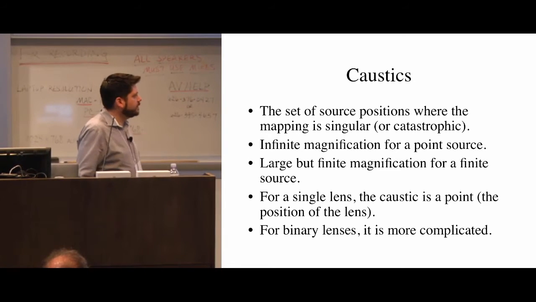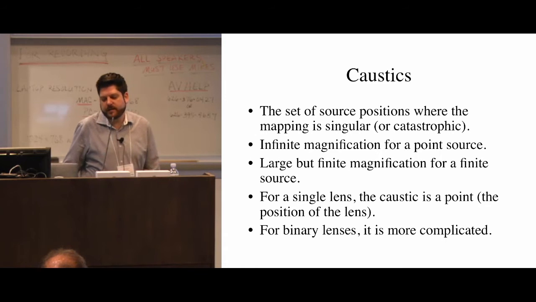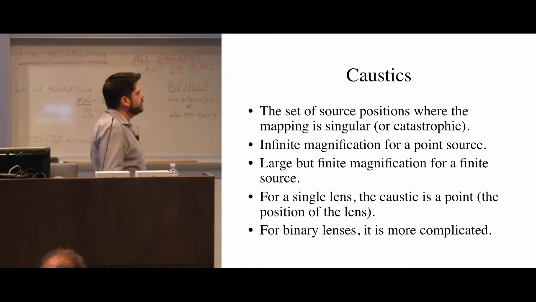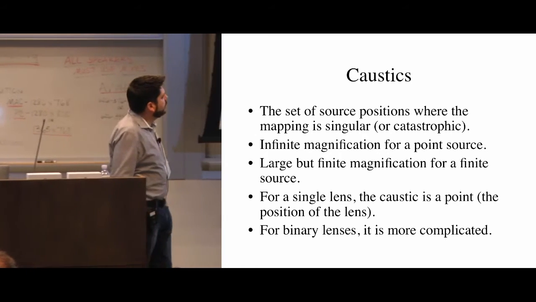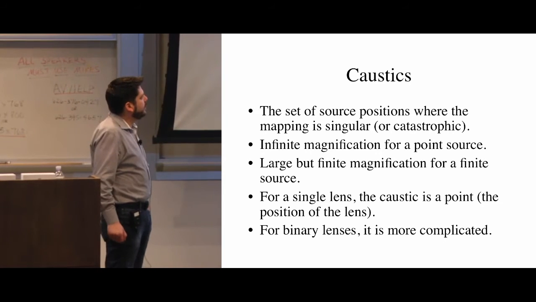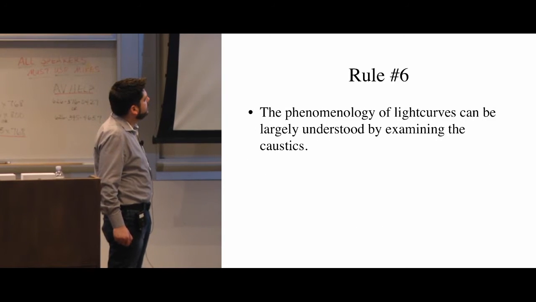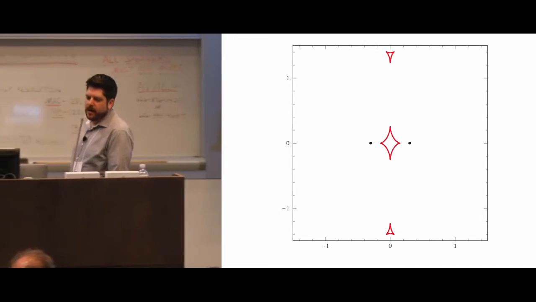For a single lens, the caustic is a point. It's at the position of the lens. That's the only caustic. For binary lenses, it's more complicated. And so you can understand the phenomenology of light curves largely by examining the caustics. Okay, so I'm just going to go through the caustics of a binary lens.